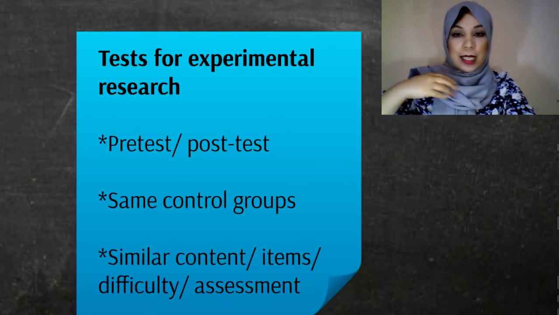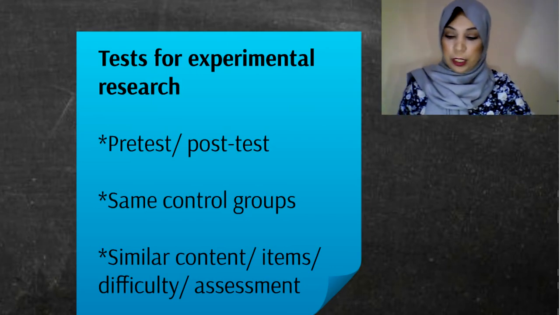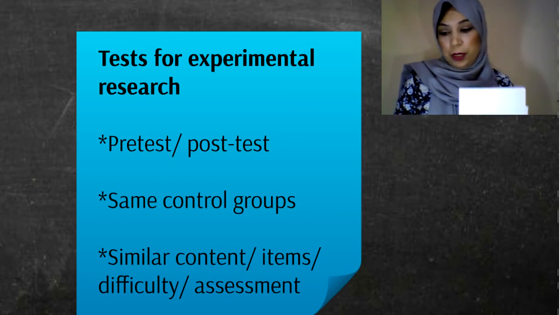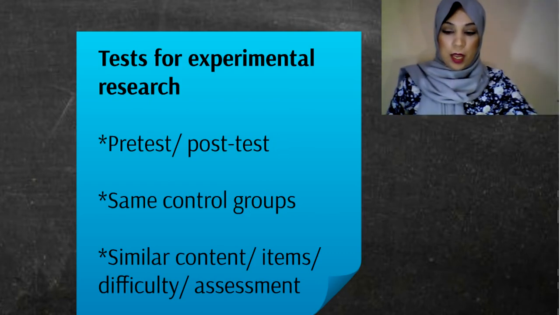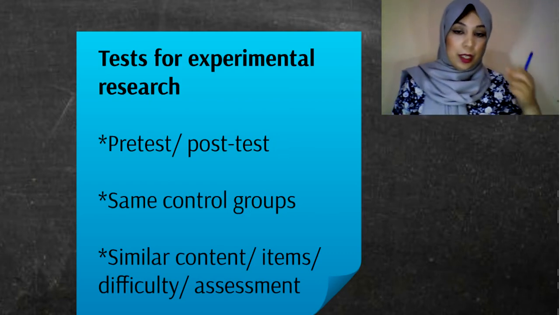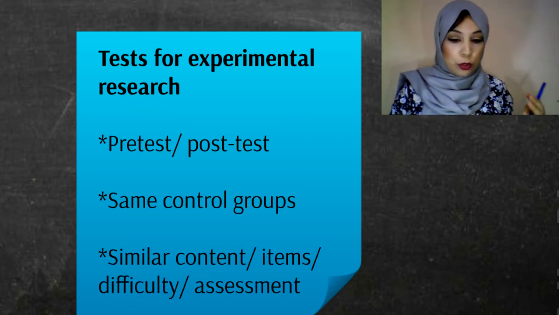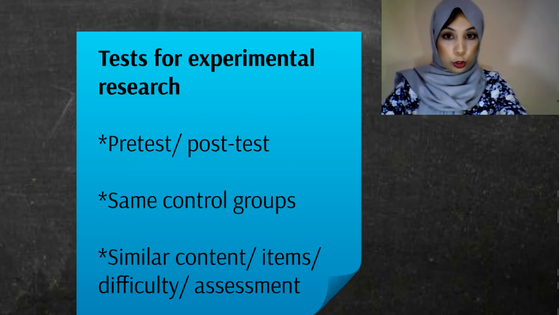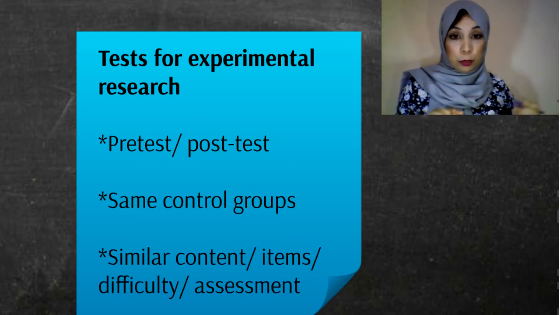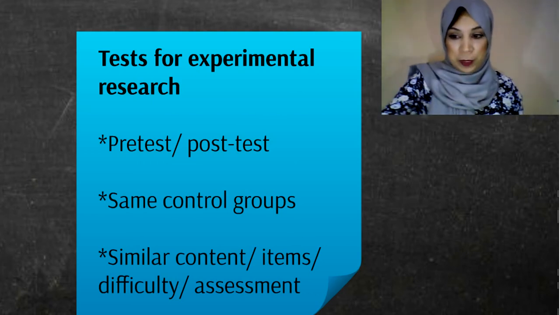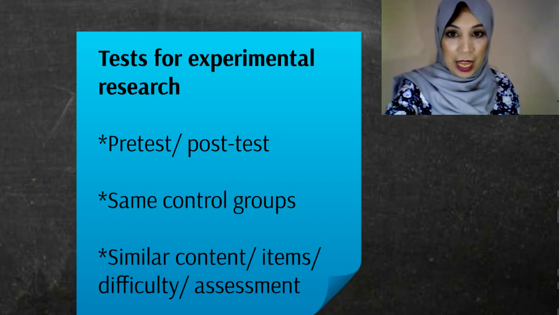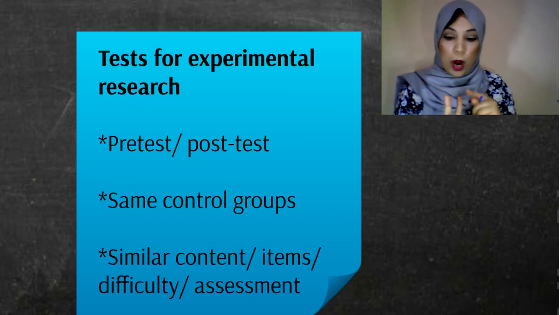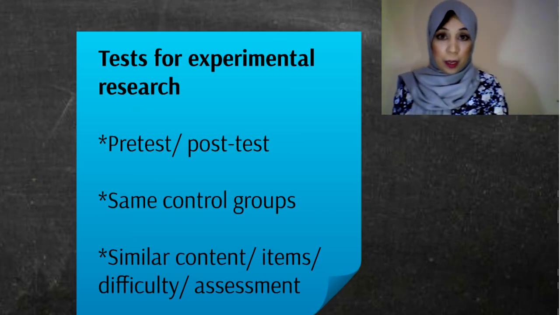Now, tests for experimental research. Of course, tests are used for experimental research. How is that? I have said that before. When we talk about experiments, we should talk about experimental groups or control groups, and we talk about cause and effect relationships. Now, experimental tests can be performed in two ways, where we should employ a pre-test and a post-test.